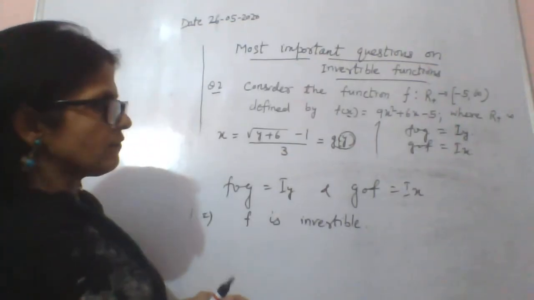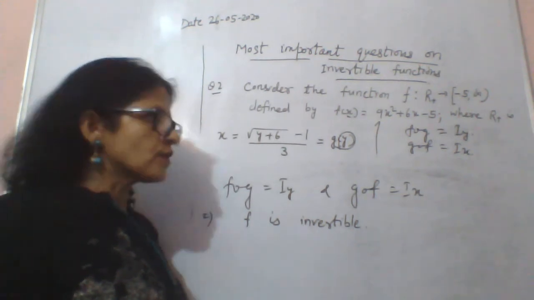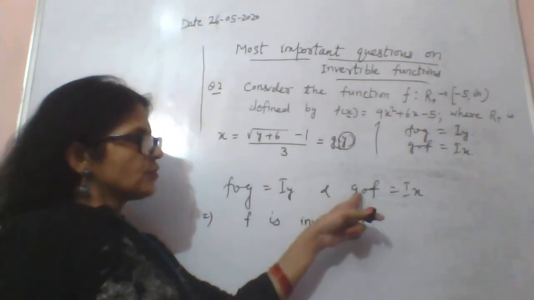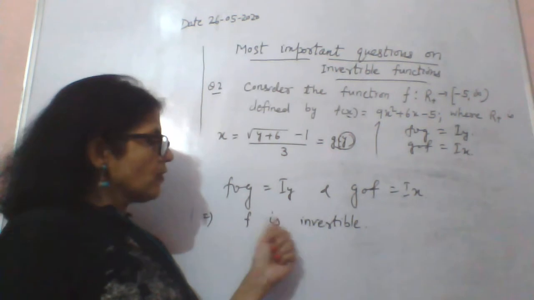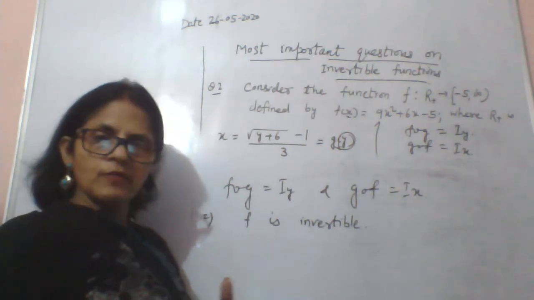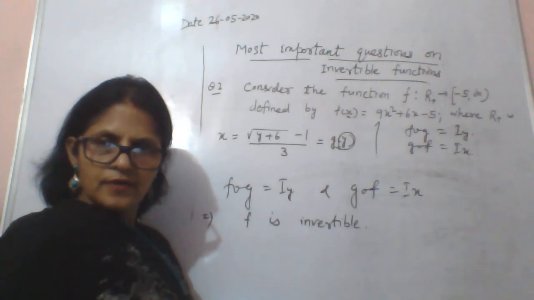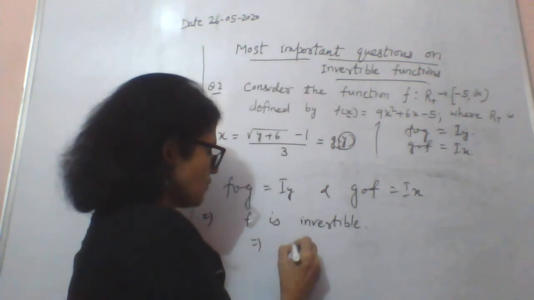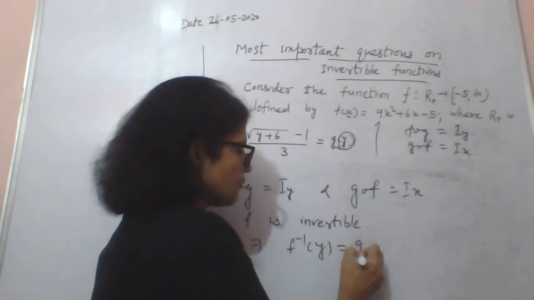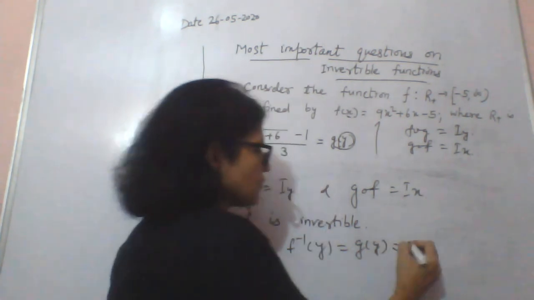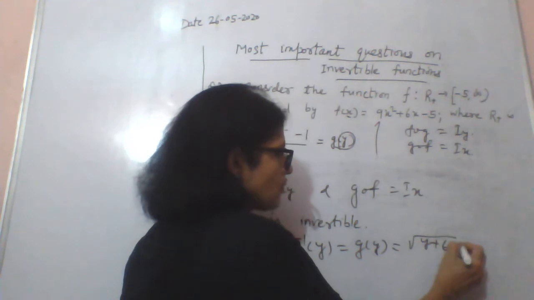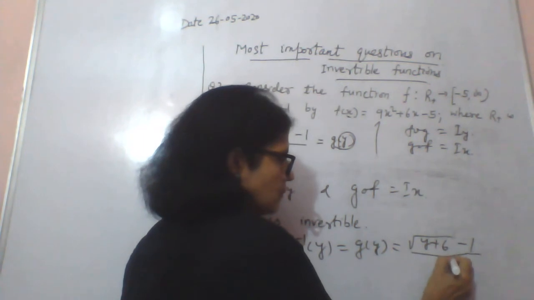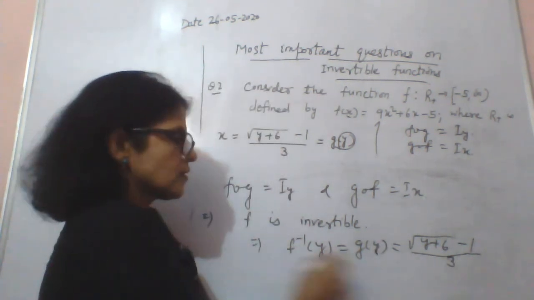So because both the compositions are identity functions, f of g equal to I, g of f equal to I, f is invertible. So f is invertible means what is its inverse? And we know inverse of f will be g in this case. So this implies that f inverse y equal to g y. So g y is under root y plus 6 minus 1 divided by 3. Okay. So this is the inverse of the function.